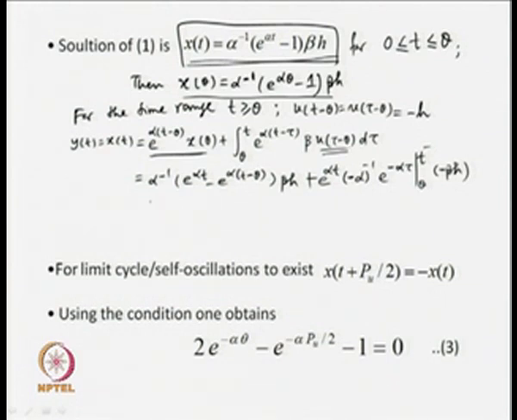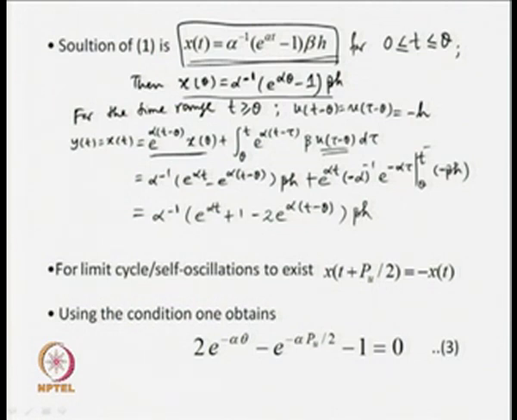Which, upon further simplification, gives us alpha inverse (e to the power alpha t plus 1 minus 2 times e to the power alpha (t minus theta)) beta h. So, this is what we get for the time range t is greater than or equal to theta.